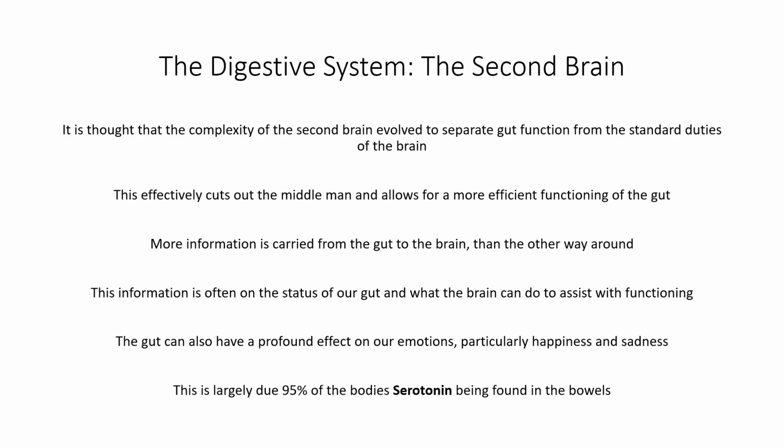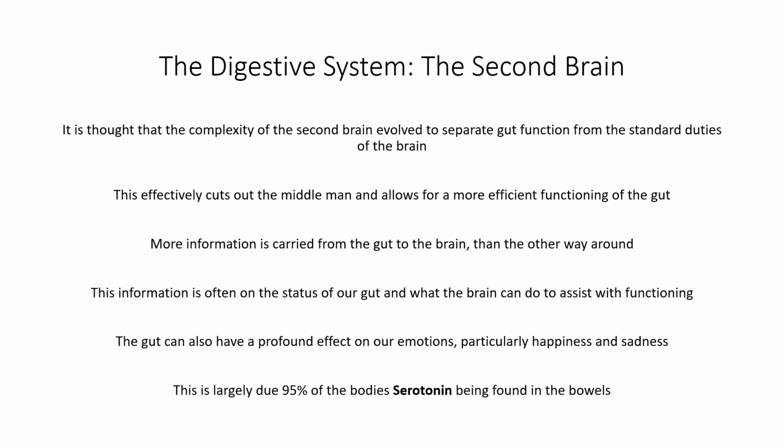More information is carried from the gut to the brain than the other way around. So the gut often will influence things such as your mood. What you eat will dictate the release of certain hormones, with the main one being serotonin. This information that the gut transfers to the brain is often on the status of our gut and what the brain can do to assist with its functioning. So the gut will often operate independently on its own, but however sometimes it may need to feedback information and will need more of an input from the brain on what to do next and what to do with the information.